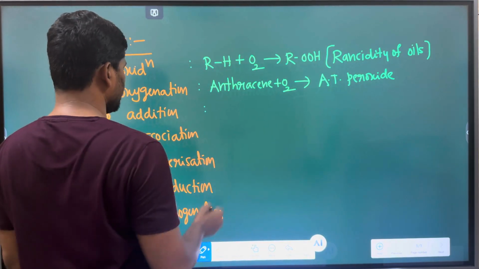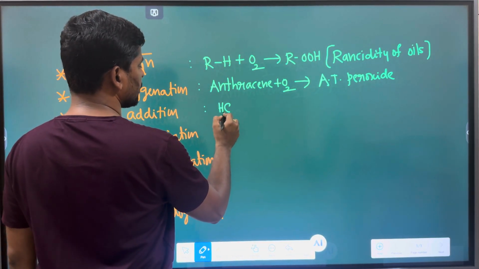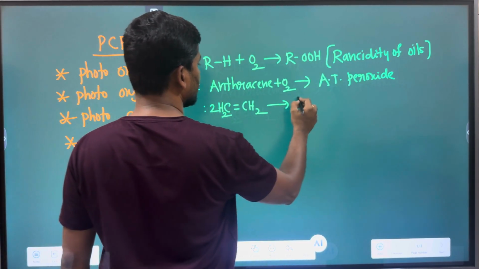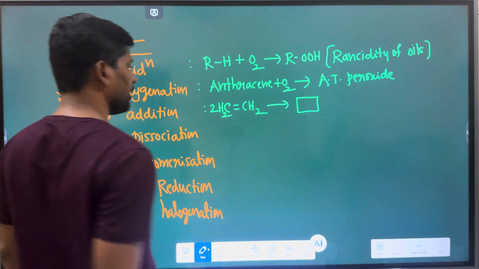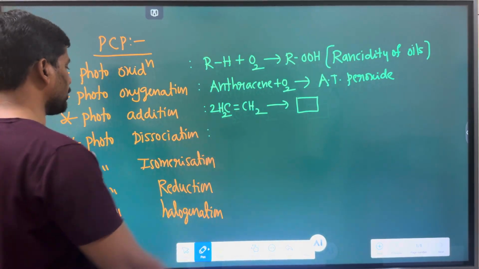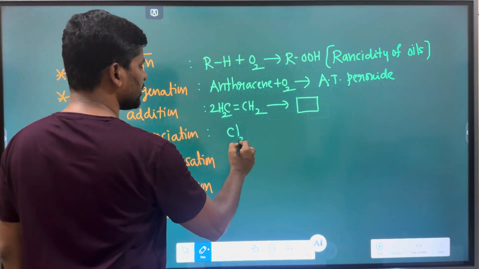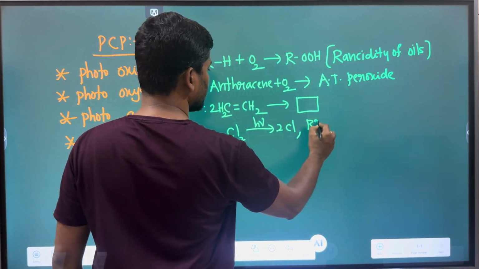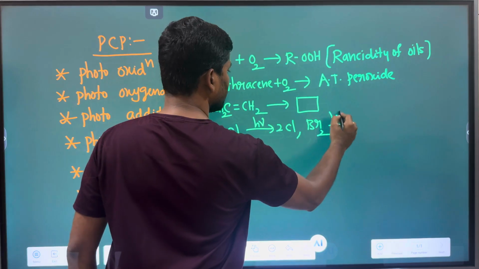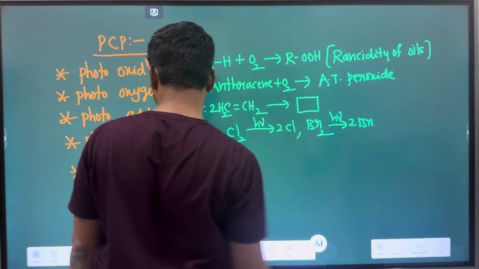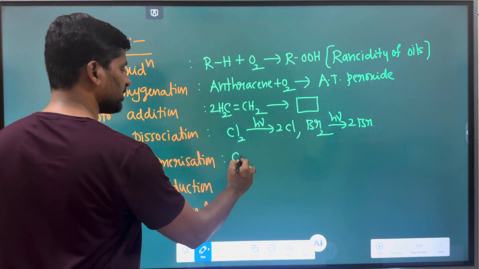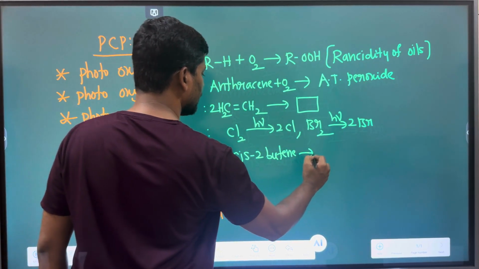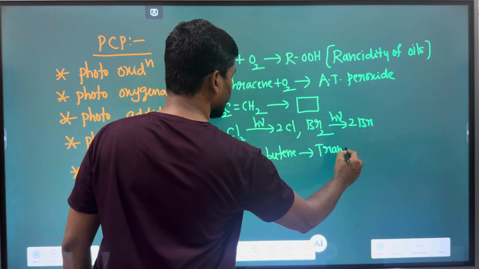Photo addition, for example, two molecules of butadiene, or ethylene, undergo addition to give what? Cyclobutane. Cyclobutane comes under photo addition. Photo dissociation: Cl2 gives two Cl atoms, or Br2. The H2 and Br2 reaction undergoes what? Photo dissociation. Isomerization: cis-2-butene under photochemical conditions is converted to what? Trans-2-butene.